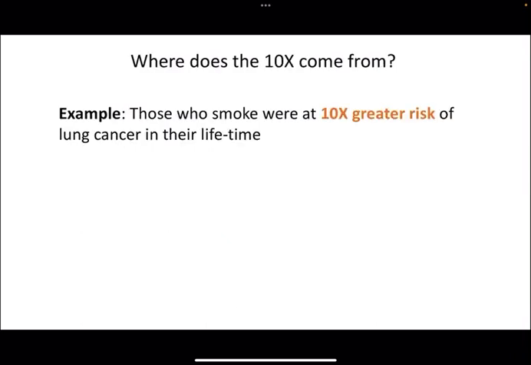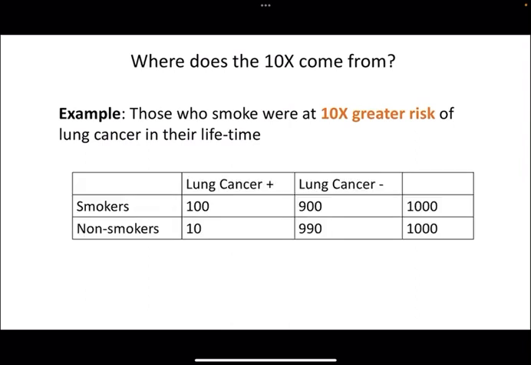So if I was to make a statement such as those who smoke were at a 10 times greater risk of lung cancer in their lifetime, it's important to know where that 10 times greater comes from. I think that's important to understand before we move forward. So it would come from data like this. This is really common in epidemiology, this 2x2 table, where on the left margin we have smokers and non-smokers, and on the top we have lung cancer positive and lung cancer negative, and then we have a distribution of the combinations of those two things.